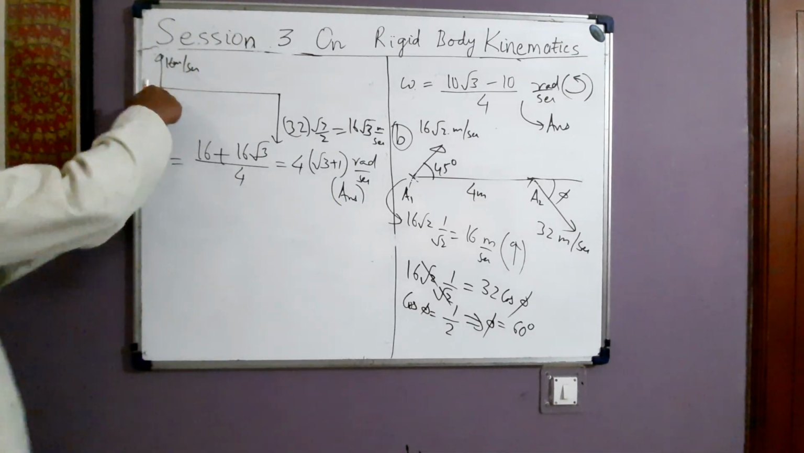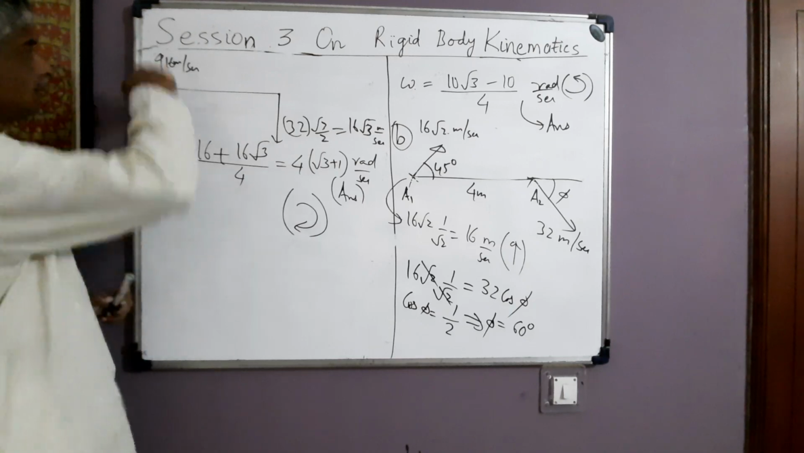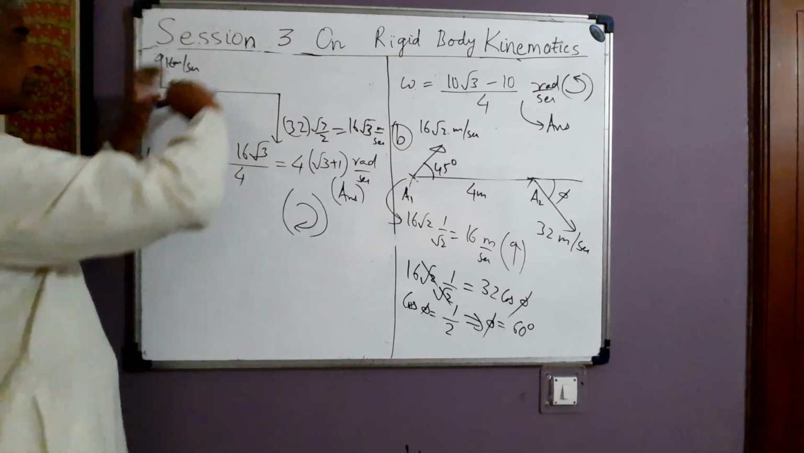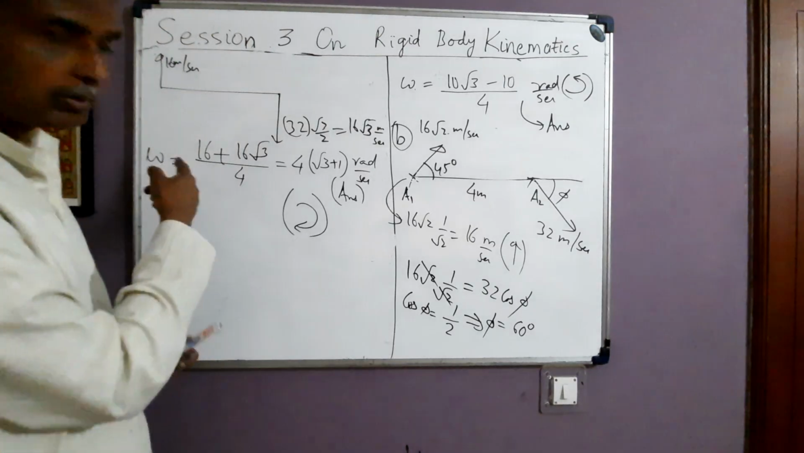And the sense will be clockwise. It has to be a clockwise sense because this is going upward, this is going downward, so the rod will rotate like this in a clockwise sense. This is the answer to part B of the question.